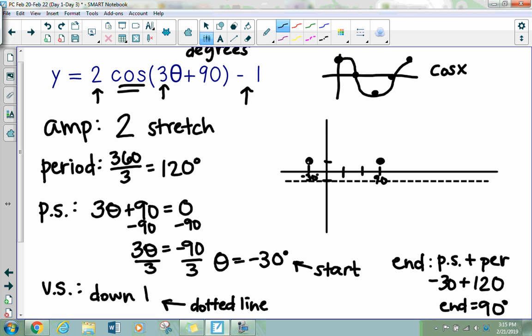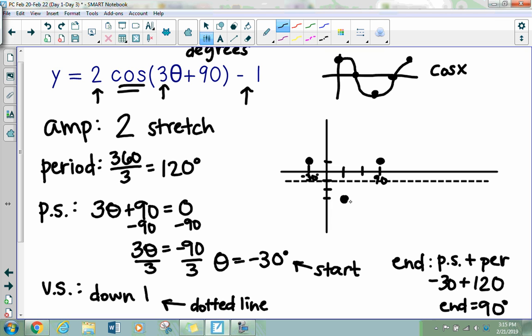From there, you just have to fill in where these 3 key points would go, which you'll notice in the parent function for cosine, halfway between the beginning and the end, we are at our lowest point. So halfway between our beginning and our end, we should be at our lowest, which would be not just 1 below our horizontal line, but 2 below because of that stretch of 2. So I know I'd be there in the middle.